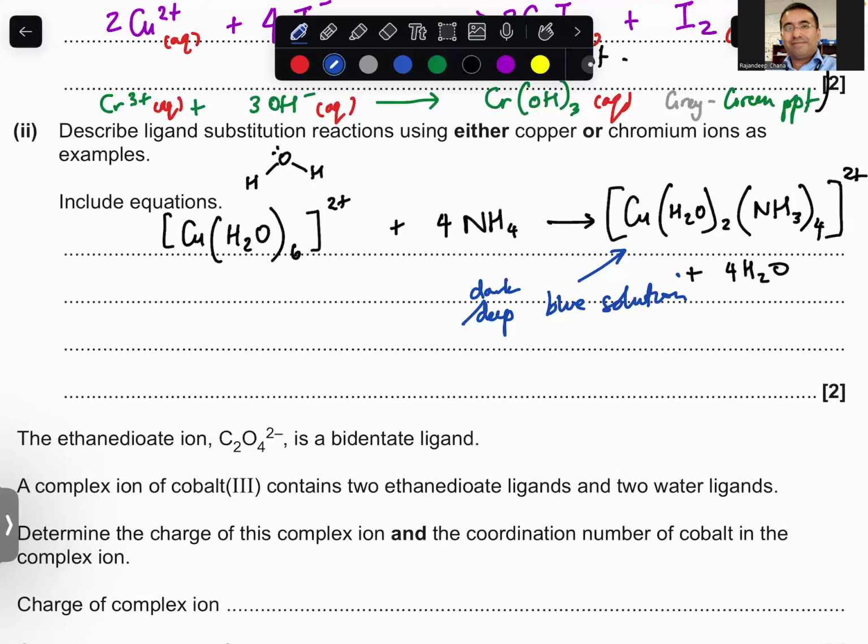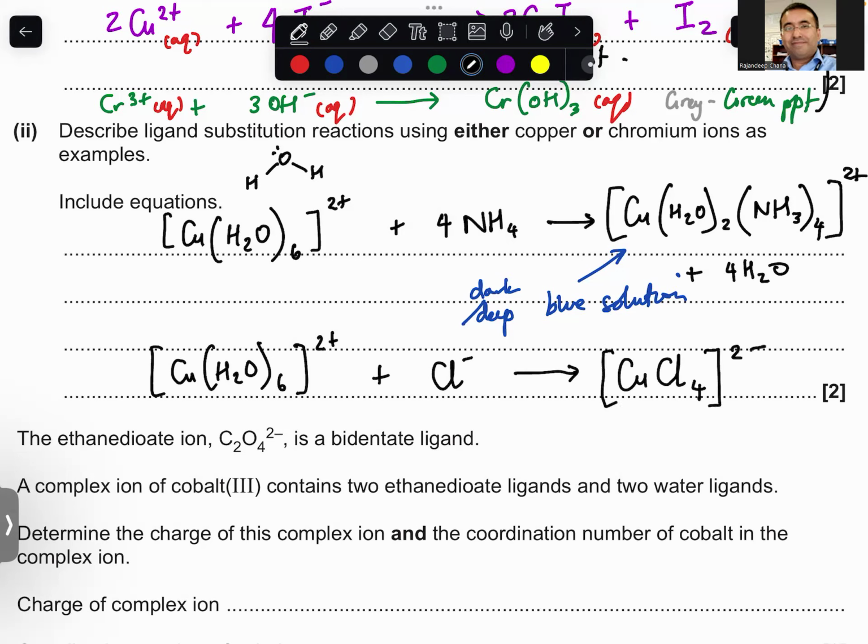Your other examples, let's try with chloride ions. If you react copper with concentrated hydrochloric acid, those chloride ions go on to form a copper chloride complex, CuCl4 with a 2- charge, and all those waters are given off.